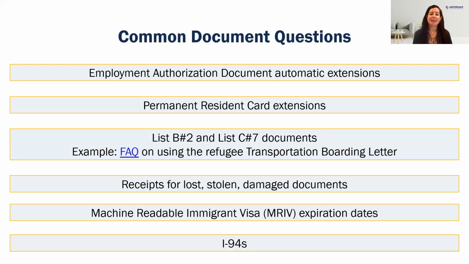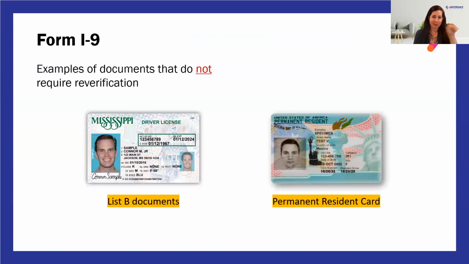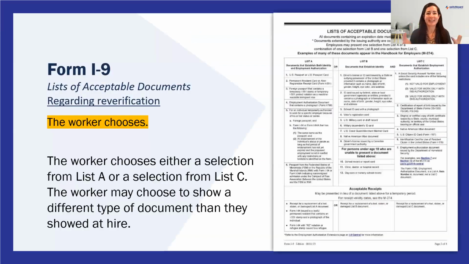Now for List B number 2 and List C number 7 documents, let's see if we can go back to the slide. Okay, so when you're looking at the list of acceptable documents, List B number 2 is any document issued by the federal, state, or local government agency that has a photo or a description of the person. And so that's why the transportation boarding letter, even though it's an 8.5 by 11 piece of paper, is considered an identity document, because it fits all the characteristics of that List B number 2. It has a photo and it's issued by the Department of State. That's a federal agency. So there you go, it's an ID.